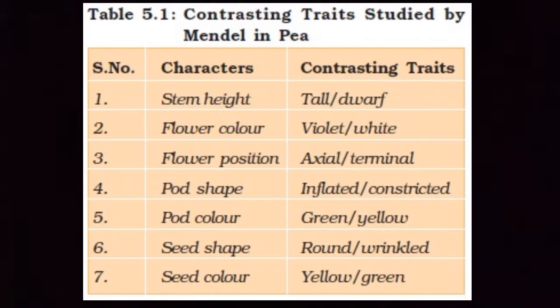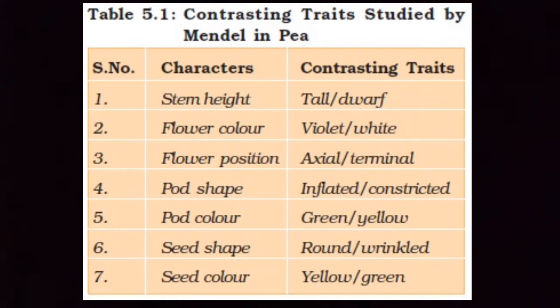Now we come towards table 5.1. This table is from chapter 5, page number 71. I think all the students have prepared this table very well, but one thing you may miss is that you prepared it in terms of shape and in terms of color. So go through the table again and see how many characters are used for shape. Mainly two characters we studied regarding shape, that is the pod shape and seed shape.